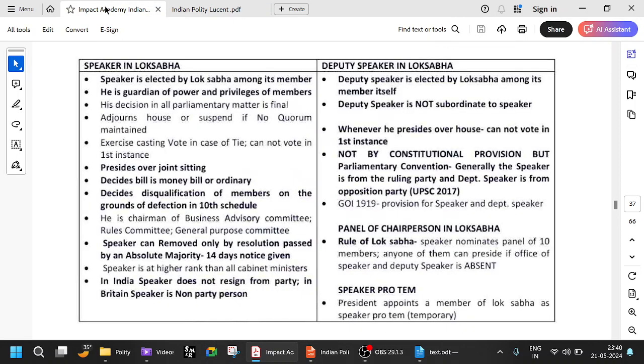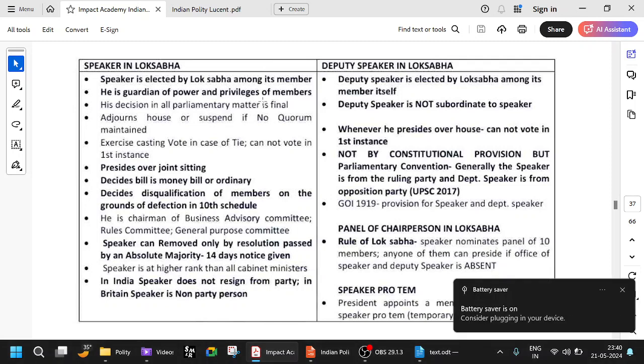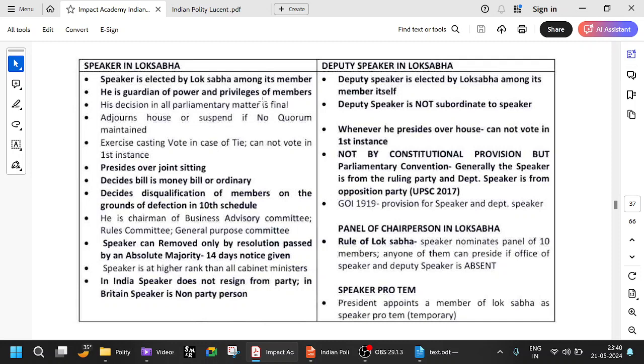So if you look at speaker and deputy speaker, the speaker is elected by Lok Sabha from among its members. Deputy speaker is elected by Lok Sabha from among its members. So he has to be a member of the parliament. He is the guardian of power and privileges of members.